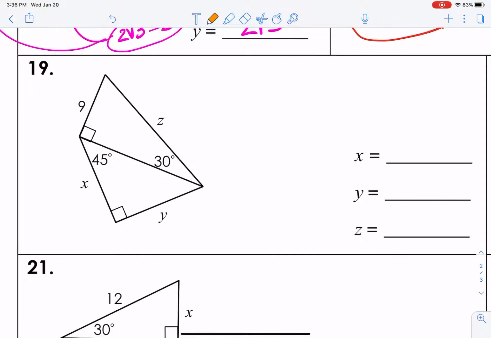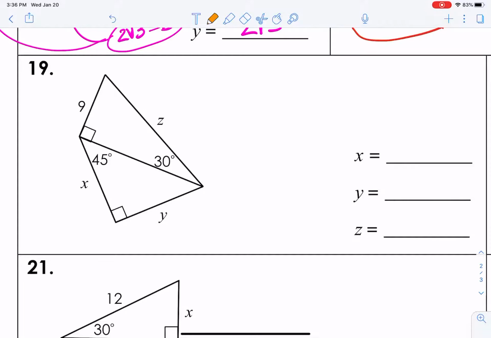These last 6 problems are a combination of 45-45-90 and 30-60-90 triangles. And so we're just going to do them separately to get the answers that we need for each piece.